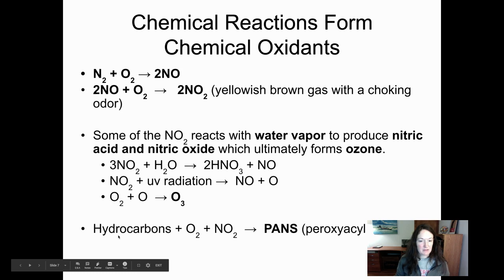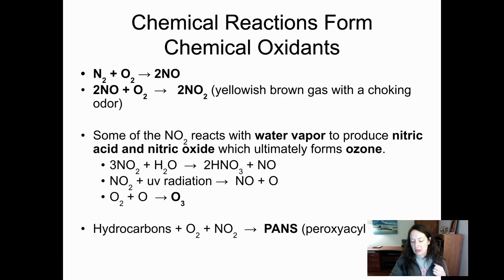Hydrocarbons, so again, fossil fuels, can mix with oxygen and nitrogen dioxide to create peroxynitrates. I wish I could say that word, or PANs, PANs for short. So those are just some of the initial chemical equations related to nitrous oxides, which again come from a lot of industrial processes and fossil fuel burning, like in cars and in factories.